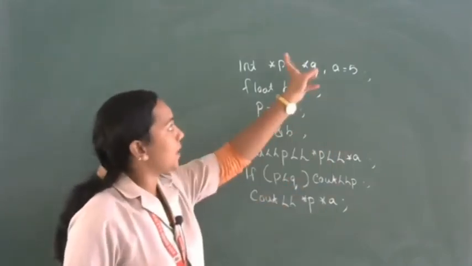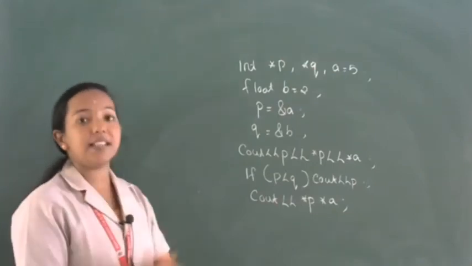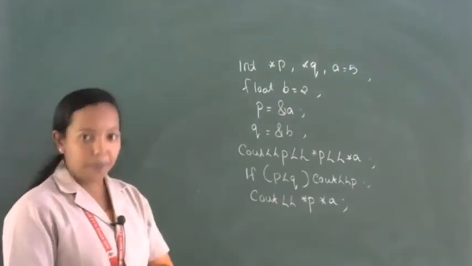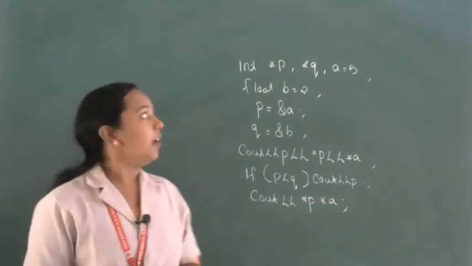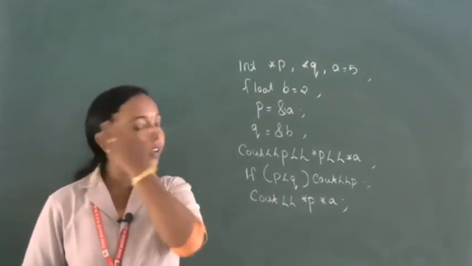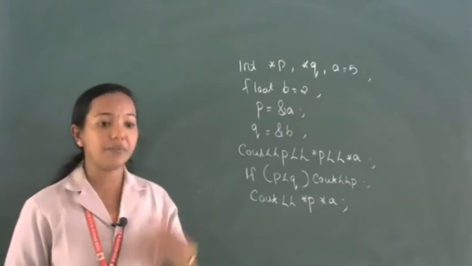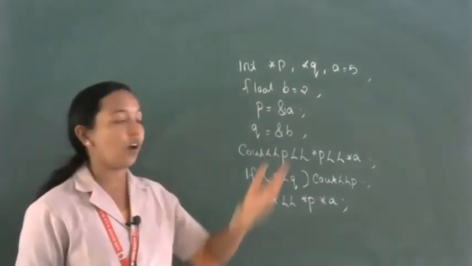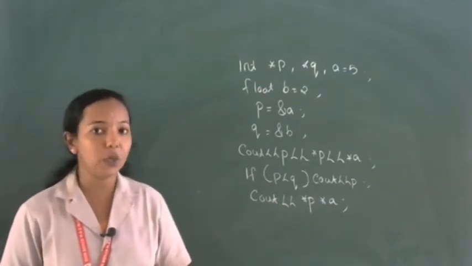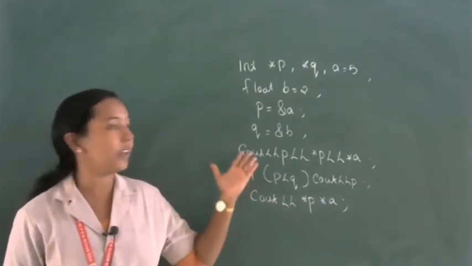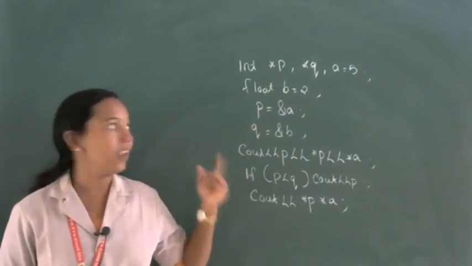So please look at the first declaration statement. Is there any error present? int *p, *q, a = 5. There is no error because *p, we are declaring a pointer variable p, then after that pointer variable q, then normal variable a is equal to 5. Then after that float b = 2. So again we are declaring a floating point variable b equal to 2.